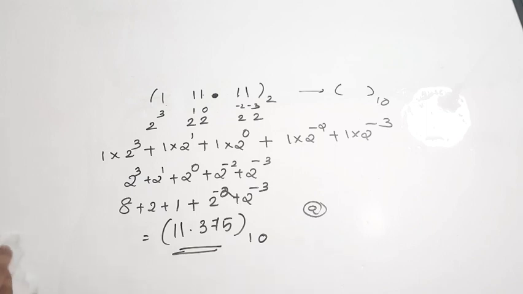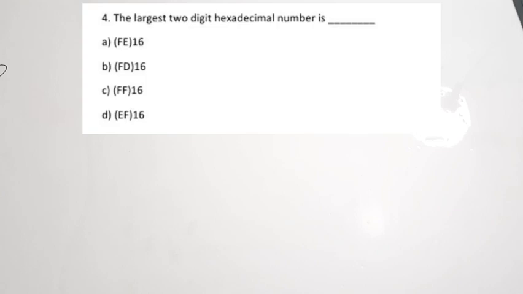Okay. Now moving on to the next question, that is the fourth question. The fourth question is: the largest 2-digit hexadecimal number is dash. The options given are FE to the base 16, FD to the base 16, FF to the base 16, EF to the base 16.